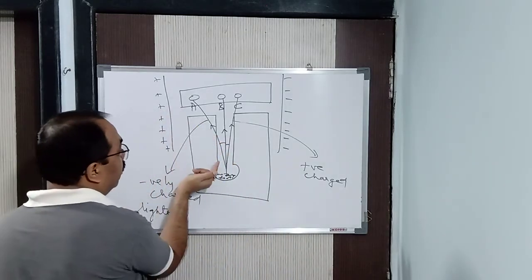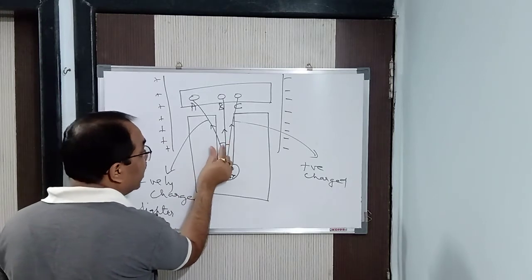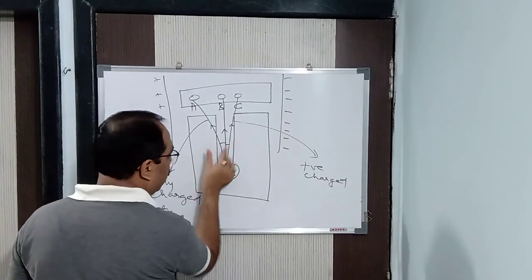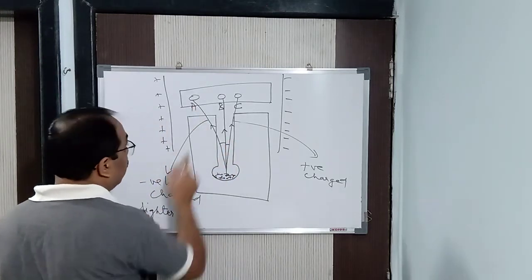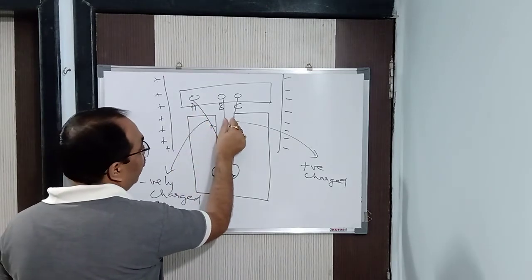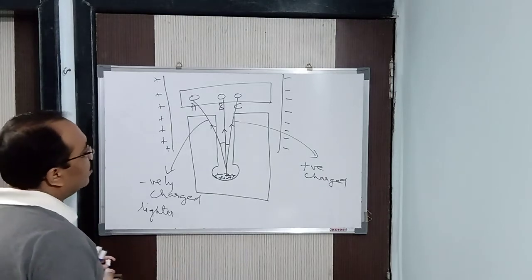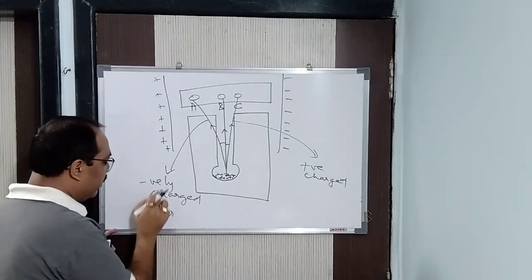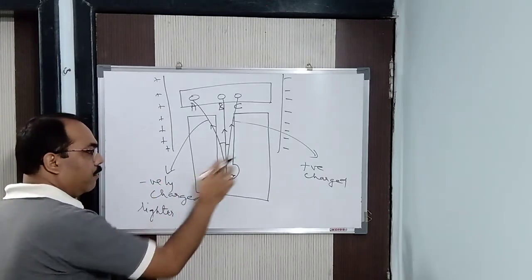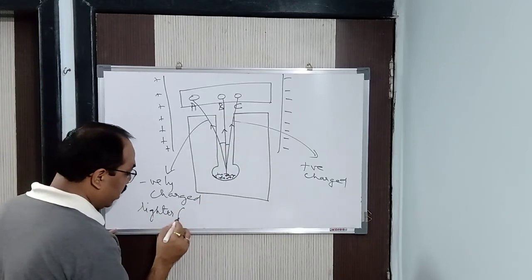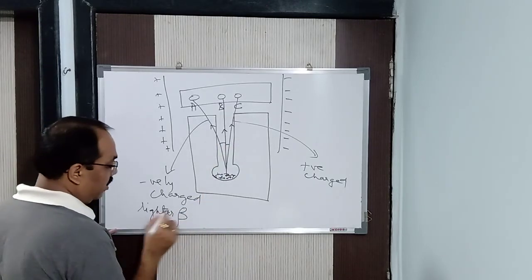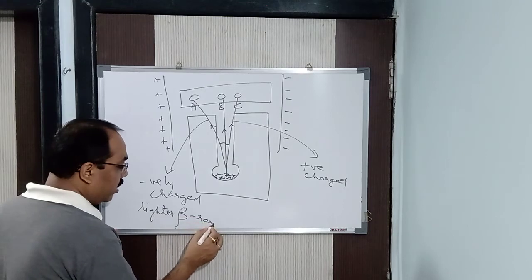This is a lighter particle. It makes more angle. It deviates more. The deviation is more, so by that we can prove that it is a lighter particle. And this particle is a heavier one, so deviation is less. Clear? So this particle which is negatively charged, which is lighter compared to this particular particle, was named as beta rays, we can say.